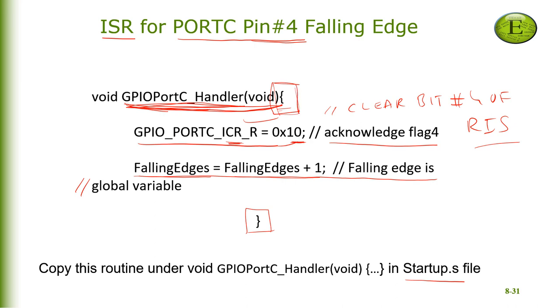Writing an interrupt service routine is an important part of your training as far as writing the device drivers is concerned, in which the interrupt service routine can actually be far more complicated than that. But this is a good beginning, in my opinion. What you're going to do now is update the startup.s file and run the main program, and whenever there is a falling edge on port C, pin number 4, your microprocessor will execute this interrupt service routine.